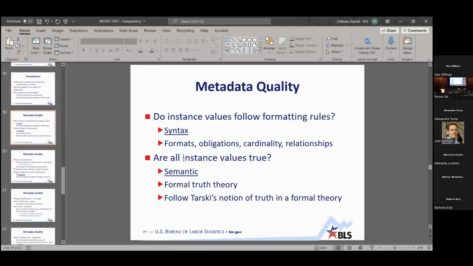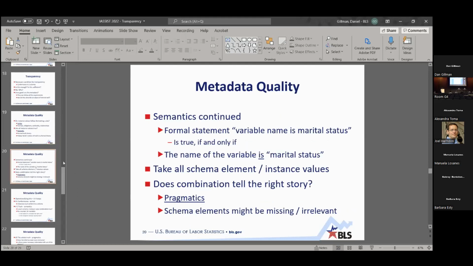Are all the instance values true? Well, we can apply truth theory, if you will, following Tarski's notion, and ask the question, are the values true? Tarski's statement is that something like the variable name is marital status, and that is true if and only if the name really is marital status for the variable.